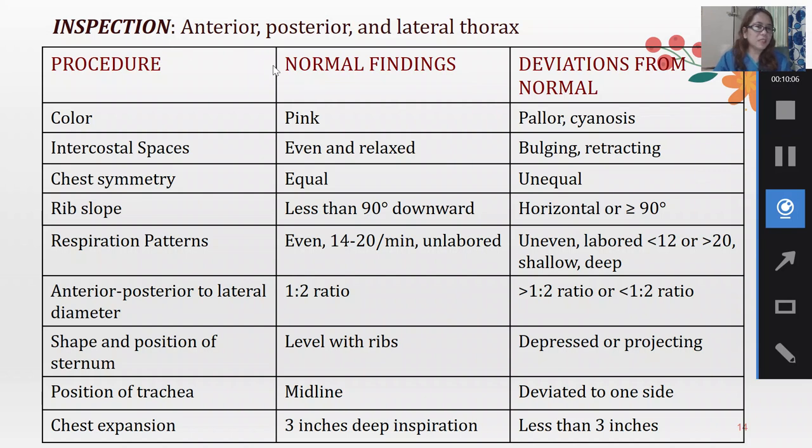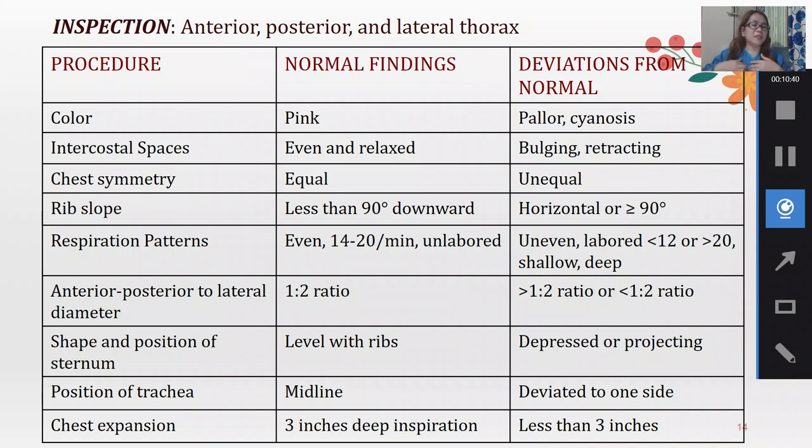So, in inspecting the anterior, the posterior, and lateral thorax, you have to note the following, the normal findings and the deviation. Of course, the color, ano ba yung color niya? Normally, it is pink. Dapat walang pallor or cyanosis. Because kapag may pallor or cyanosis, ibig sabihin, there is a decrease in oxygenation in that area. The intercostal spaces. Ano ba yung intercostal spaces? Ito yung gitna ng ribs, di ba?